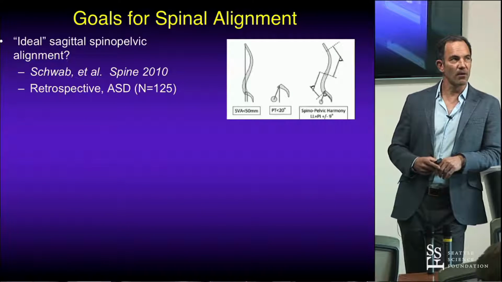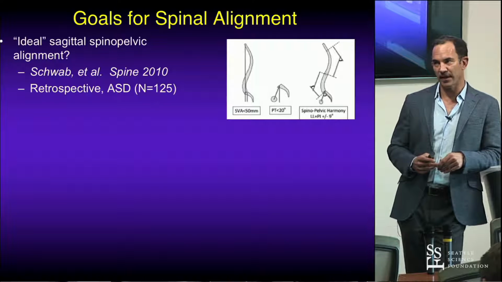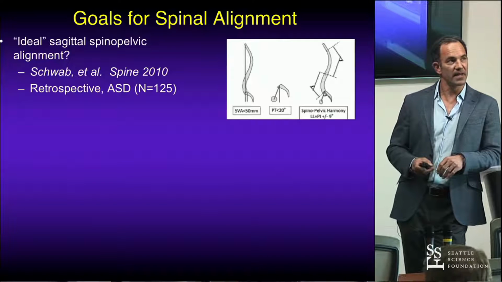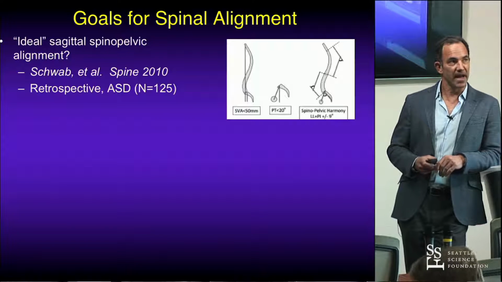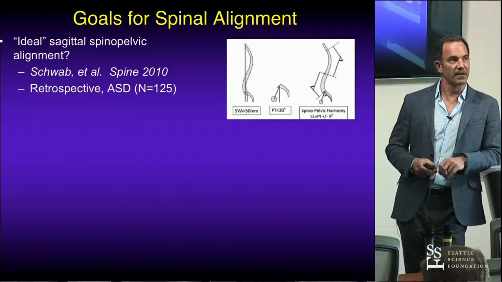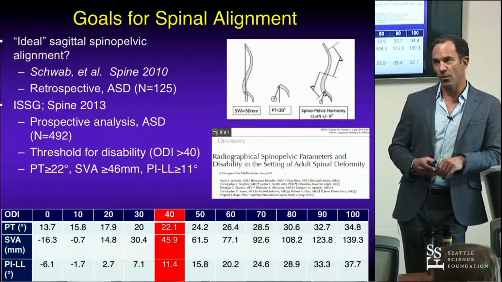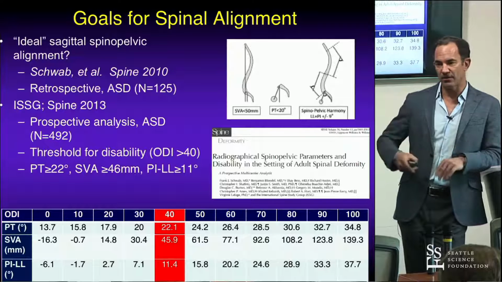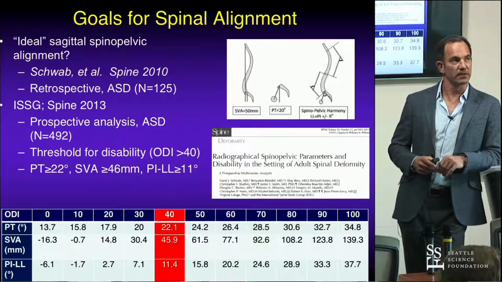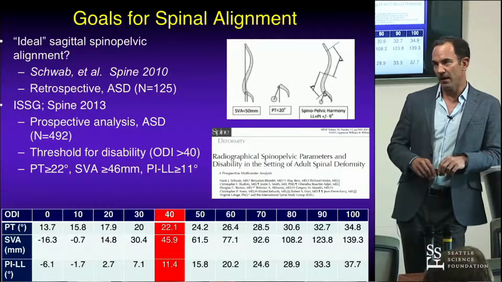If you look at what the ideal alignment is in the sagittal plane, spinopelvic, Frank Schwab put this out on retrospective analysis: usually SVA less than 50, lordosis gap less than 10, roughly. You are all familiar with this. And then a pelvic tilt less than 20. In the ISSG we looked at this again, using an ODI of 40 as a cutoff, and we roughly got to these same values: tilt greater than 22, SVA greater than 46, and lordosis gap greater than 10. Those patients had an ODI greater than or equal to 40.